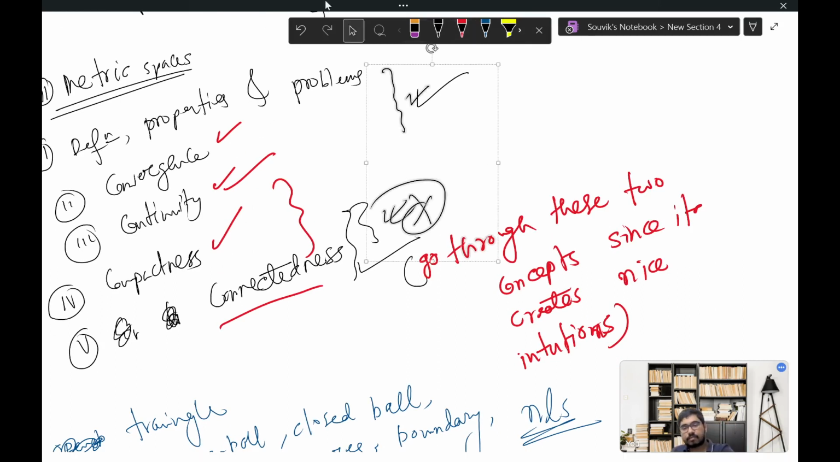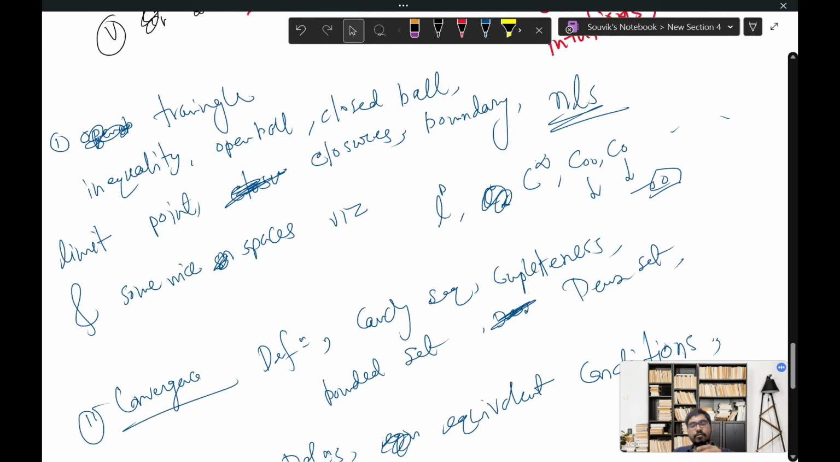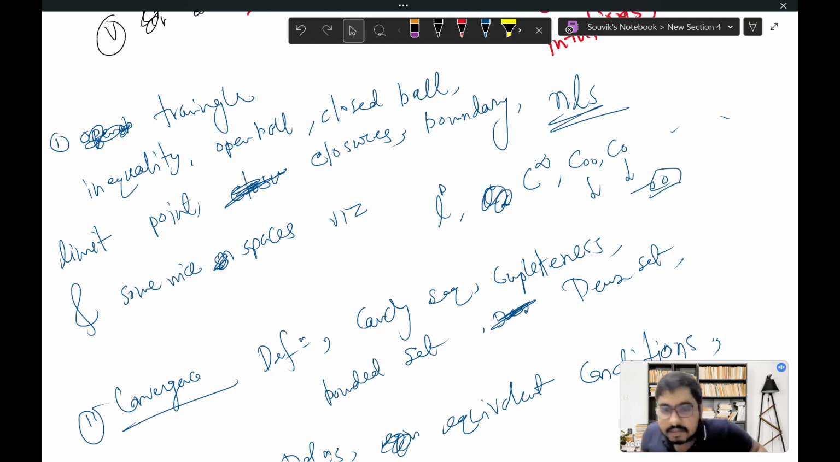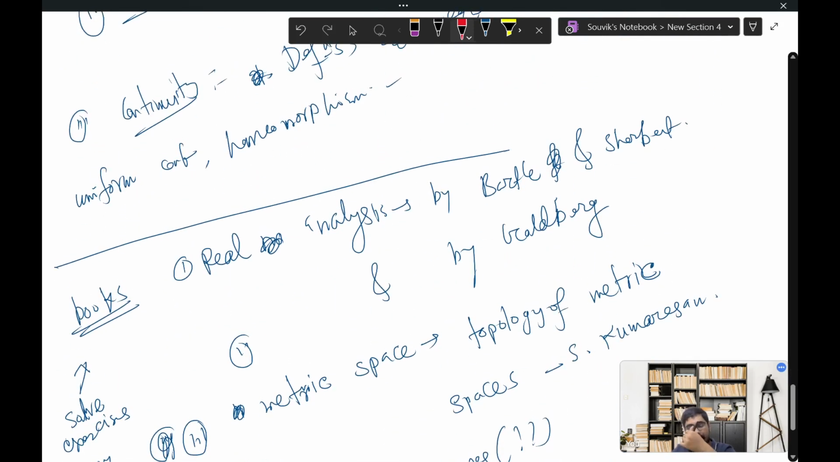So in metric space, step by step, we have learned triangle inequality, then we introduced open ball, closed ball, limit point, closure, boundary point, normed spaces. And finally, we have seen some nice spaces, namely l^p space, c infinity space, c00 space, c0 space. Here c0 means the set of all sequences converging to zero. In convergence, we have seen the definition, Cauchy sequence, completeness, density, boundedness. In continuity, we have seen the definition and some equivalent conditions, uniform continuity, homeomorphism.